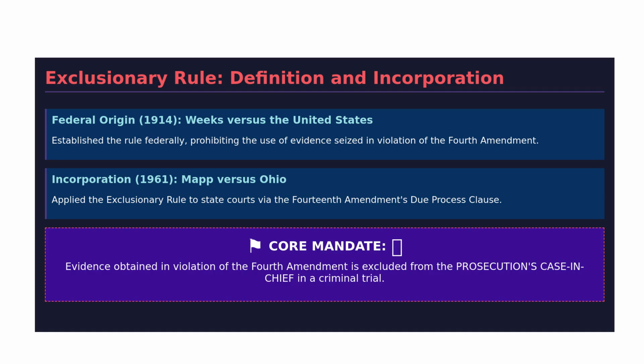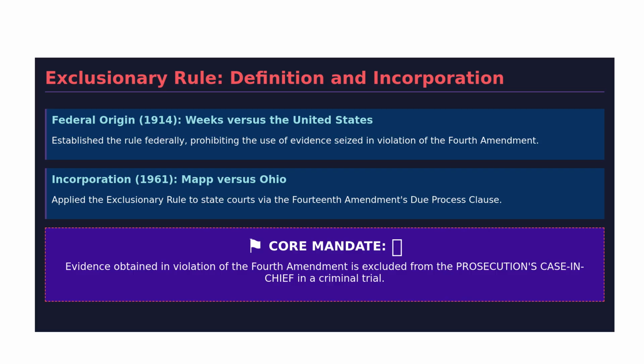Now we define the exclusionary rule precisely. At its core, this rule mandates that evidence obtained by law enforcement in violation of a defendant's Fourth Amendment rights must be excluded from the prosecution's case in chief during a criminal trial. This is not a universal bar. It specifically targets the primary evidence used to prove guilt.